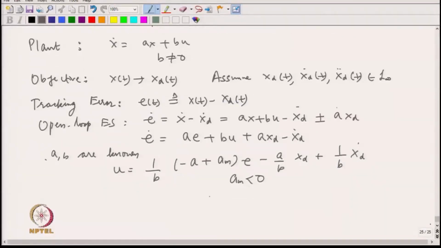Like in the previous case, we just simply use a certainty equivalence controller. So, for the case where A and B are unknown, which is the adaptive case, the controller u is simply given by taking the estimates of these unknown terms. So, we have minus A hat plus A_m. Wherever you have these terms, we replace them by their estimates.